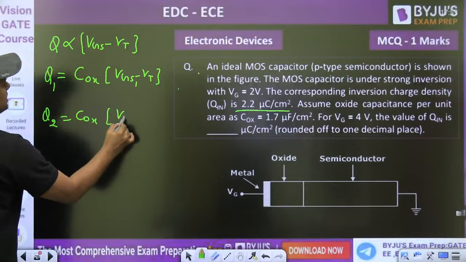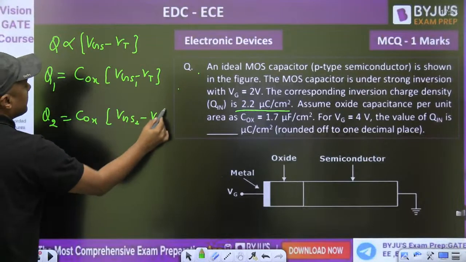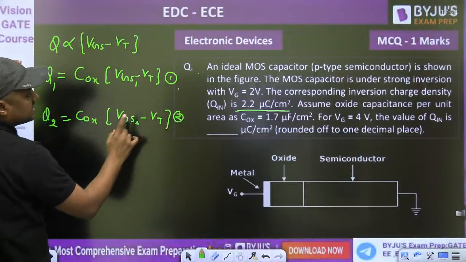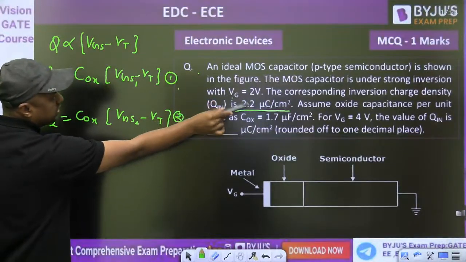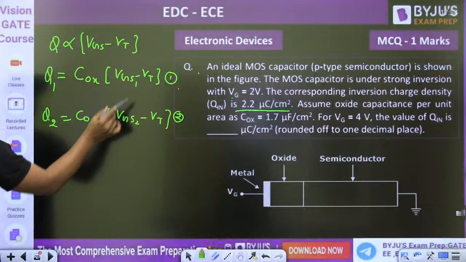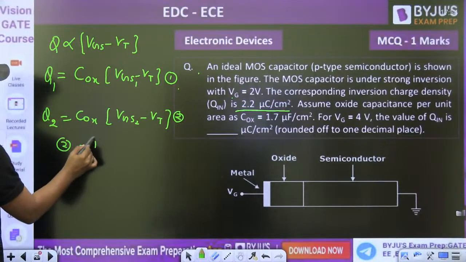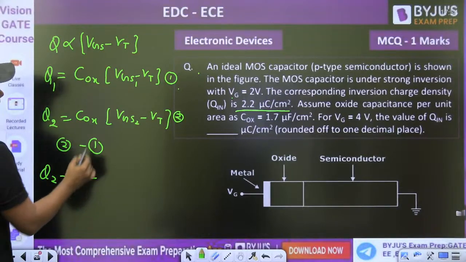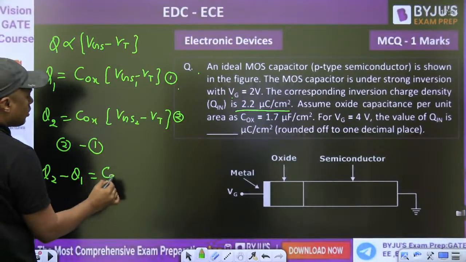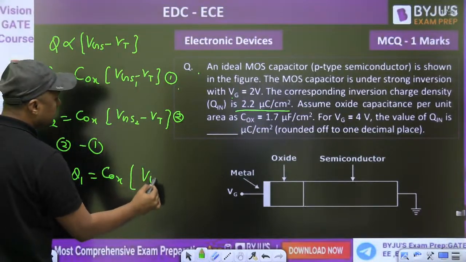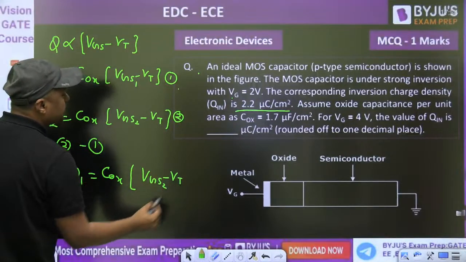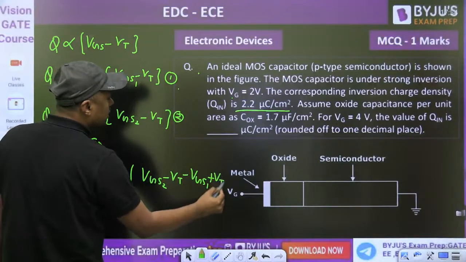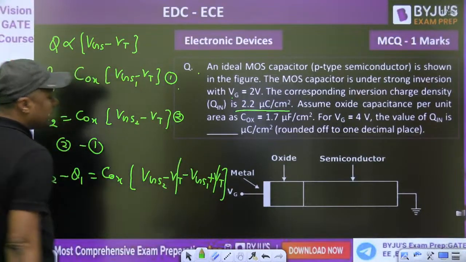COX (VGS2 minus Vt), because Vt is the same. This is equation number 1, equation number 2. In the first case we are using 2, in the second case we are using 4. Equation 2 minus 1: Q2 minus Q1 is equal to, you can take COX as common. Here you will get (VGS2 minus Vt) minus (VGS1 minus Vt). No need to calculate Vt, it cancels.